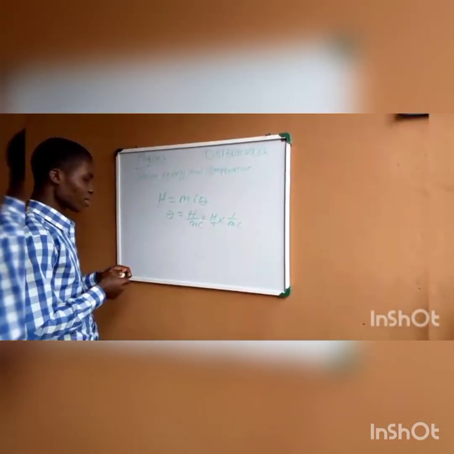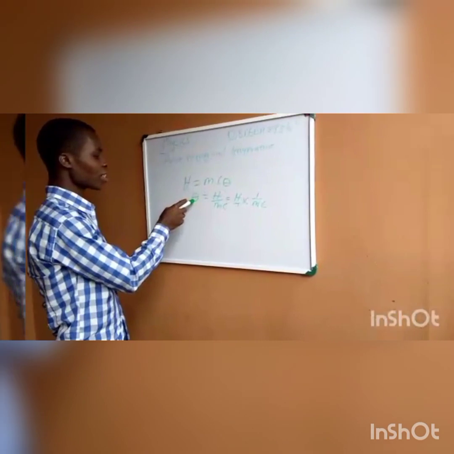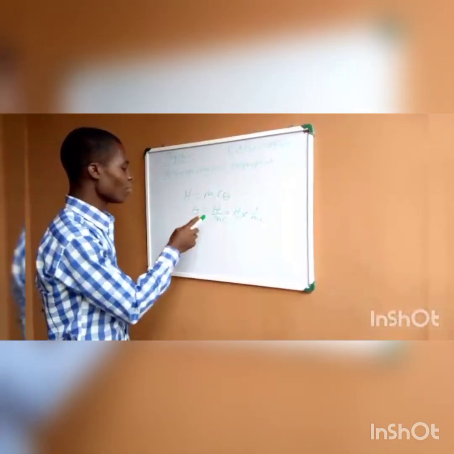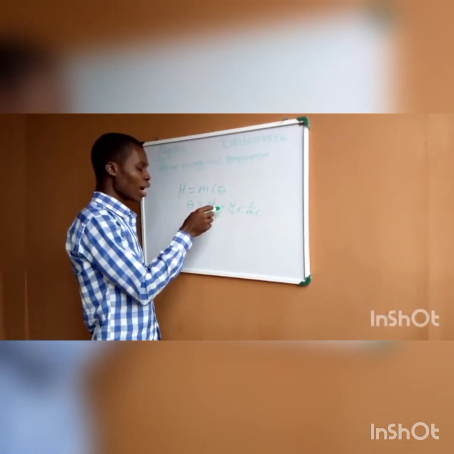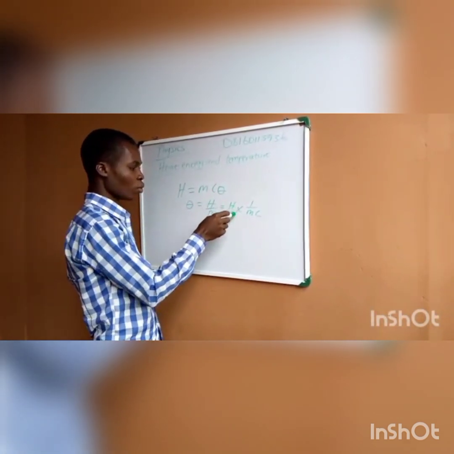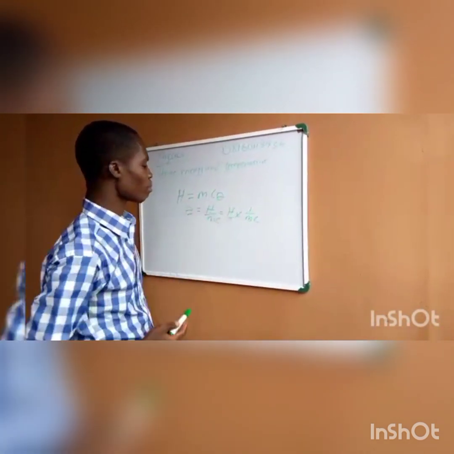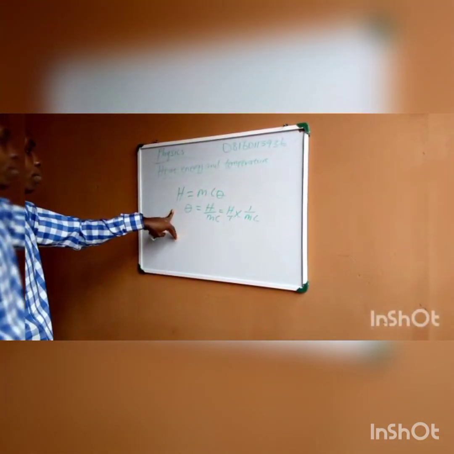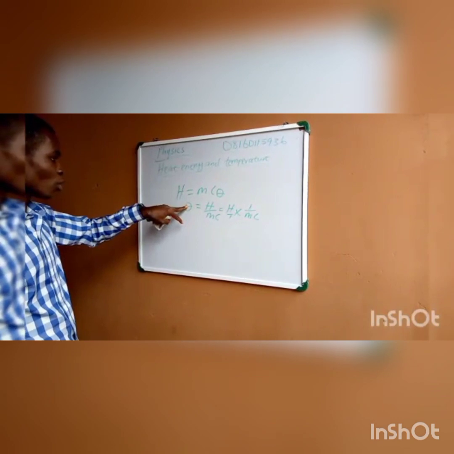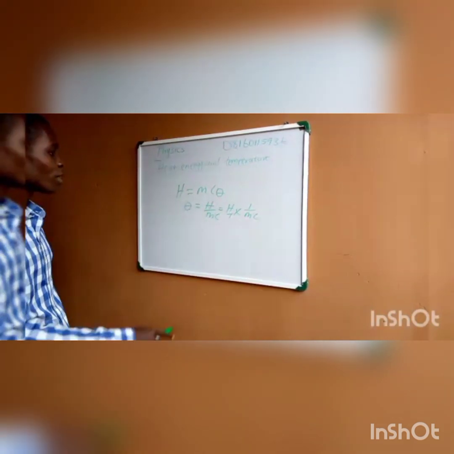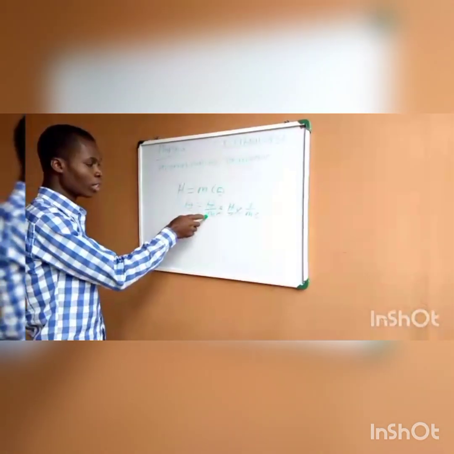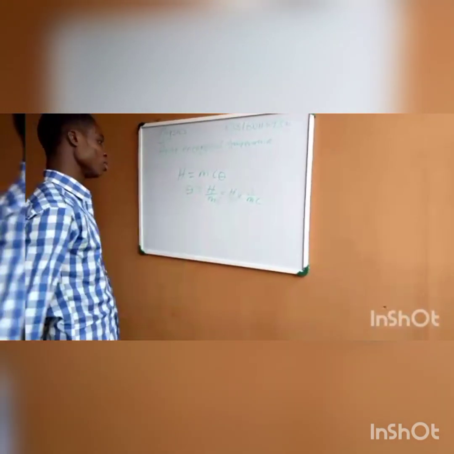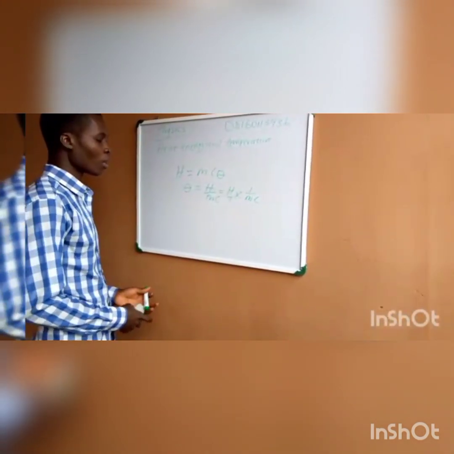So it means that rise in temperature is directly proportional to quantity of heat supplied to the body and inversely proportional to the mass of the body and specific capacity of the body, over 1. That's why I have 1 over mc. So when a quantity of heat is supplied to a body, the rise in temperature is directly proportional to the quantity of heat. So if the mass is small, the temperature rise will be bigger. But if the mass is big, the temperature rise will be smaller.